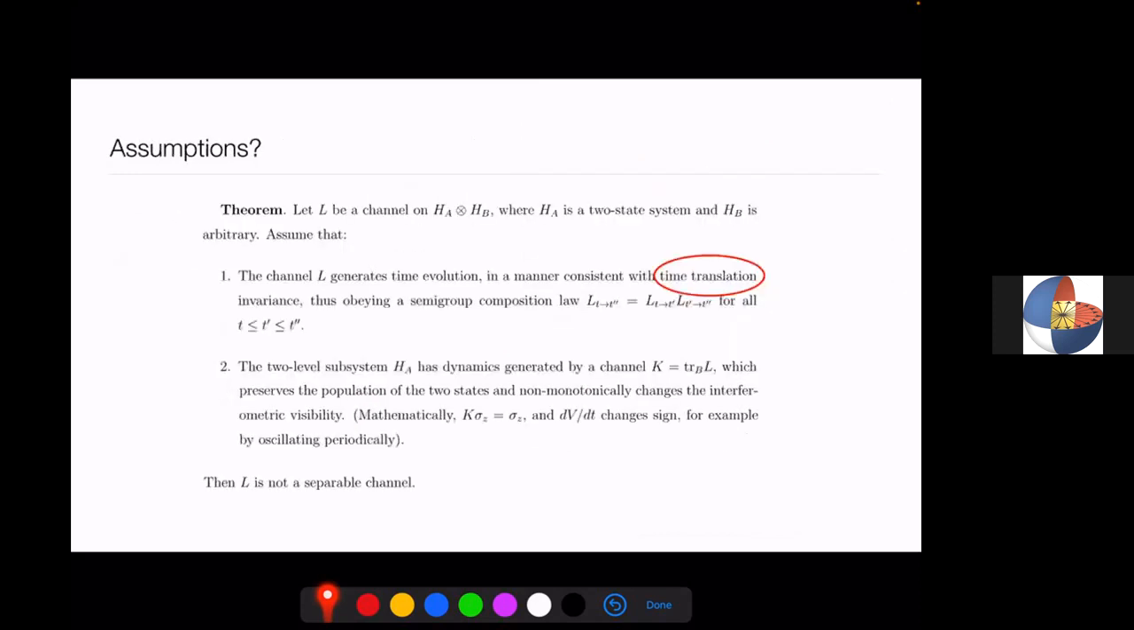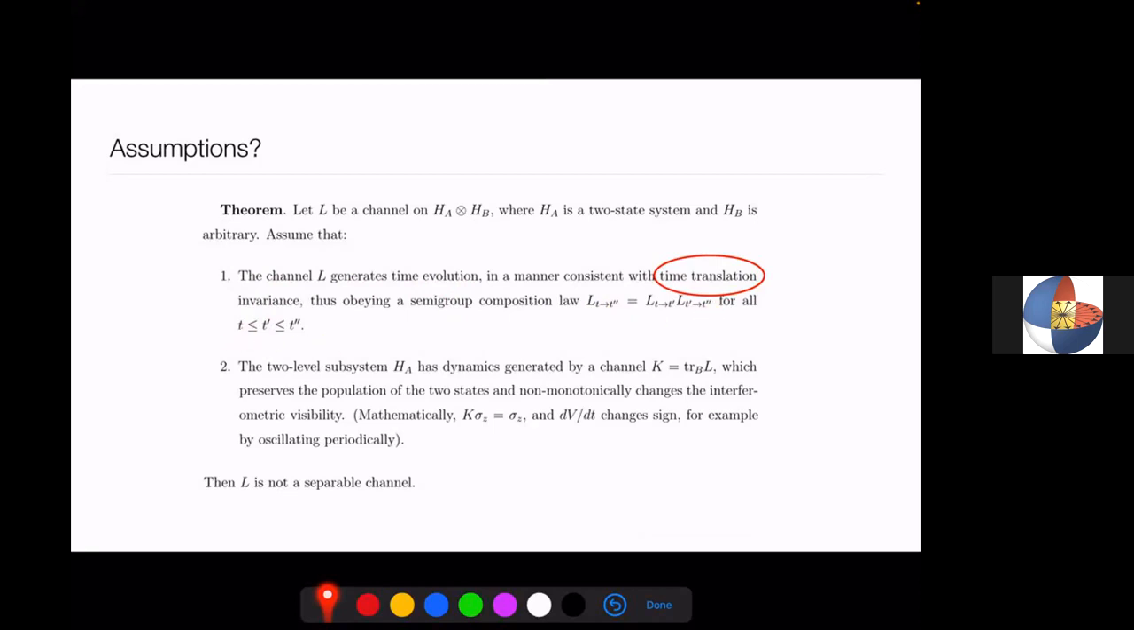So what are the assumptions that make this into a test? Well, I have Alice and I have Bob. And I have some channel, a quantum channel between them. And the idea is that this channel, we have two constraints. One, it generates time evolution in a manner consistent with time translation invariance and obeys the semigroup composition law. So that is that the channel from T to T double prime is equal to the channel from T to T prime followed by the channel from T prime to T double prime for any ordering of this nature.